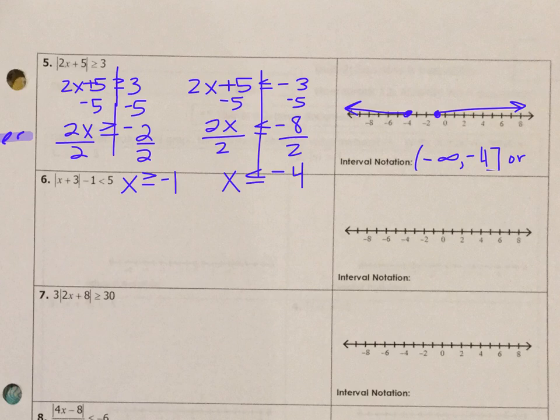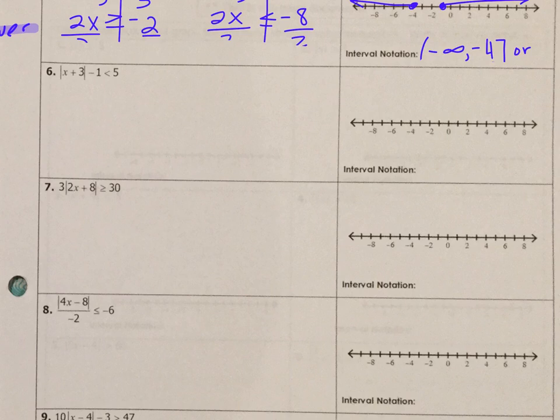And we're going to look at number 6. Before I can break this into two problems, I have to get that 1 to the other side because it's not inside the absolute value. So to move a minus 1, I just add 1 to both sides, and I get the absolute value of x plus 3 is less than 6.